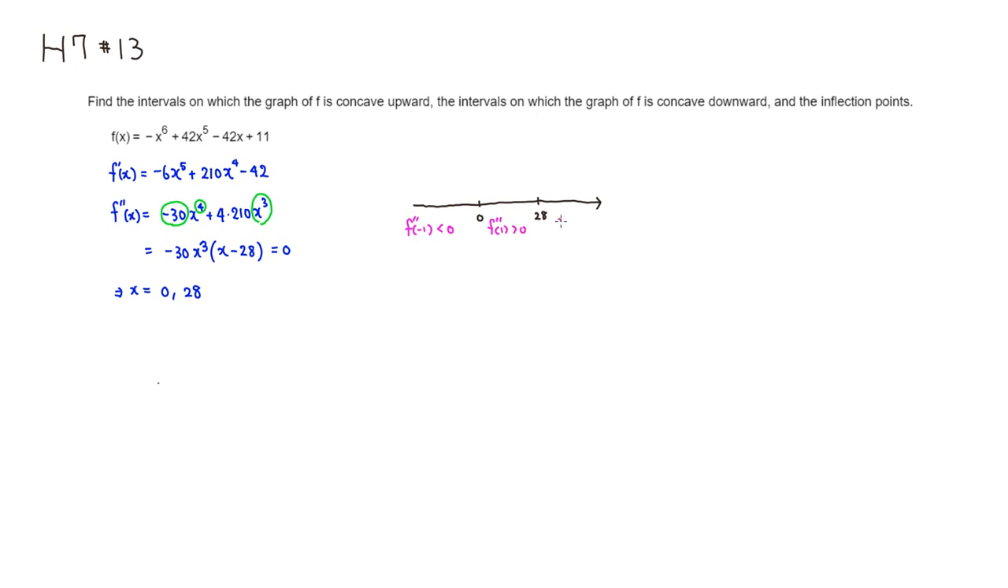Then we can look at f double prime of anything bigger than 28, so I'm going to do 29. This is negative, 29 cubed is positive, 29 minus 28 is positive, so negative times positive is negative. Then we know that where the second derivative is negative, the original function is concave down. Between 0 and 28, you have a concave up shape. After that, concave down shape. So let's type it in.